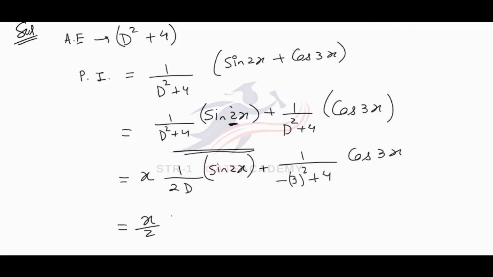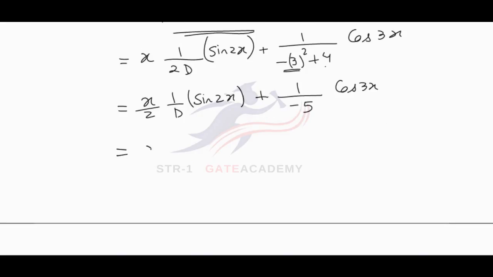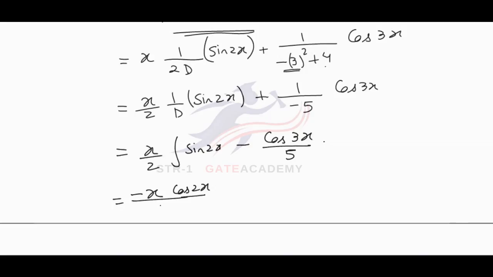So now this is nothing but x by 2 of 1 by d sine 2x plus, it will become 1 upon, this is minus 9 plus 4, so it is minus 5, cos 3x. So 1 by d is nothing but integration, you can say. So it is x by 2 integration of sine 2x minus cos 3x by 5. This is nothing but x, sine 2x integration will be minus cos 2x. So x into cos 2x by 2 into 2, 4, minus cos 3x by 5. That is your particular integral. Clear?